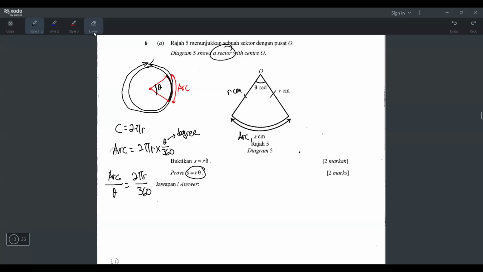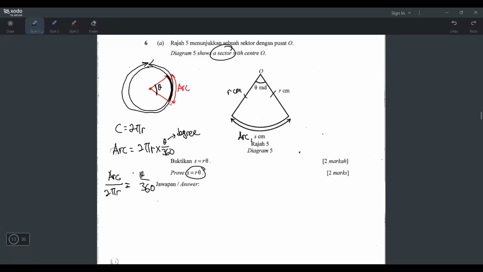Or you can also write it differently. If you don't want to write like this, you can also write like this. The arc over the circumference is equals to theta over 360. And the circumference formula is 2 pi r. Okay, if I write like this, it's easier to understand, right?